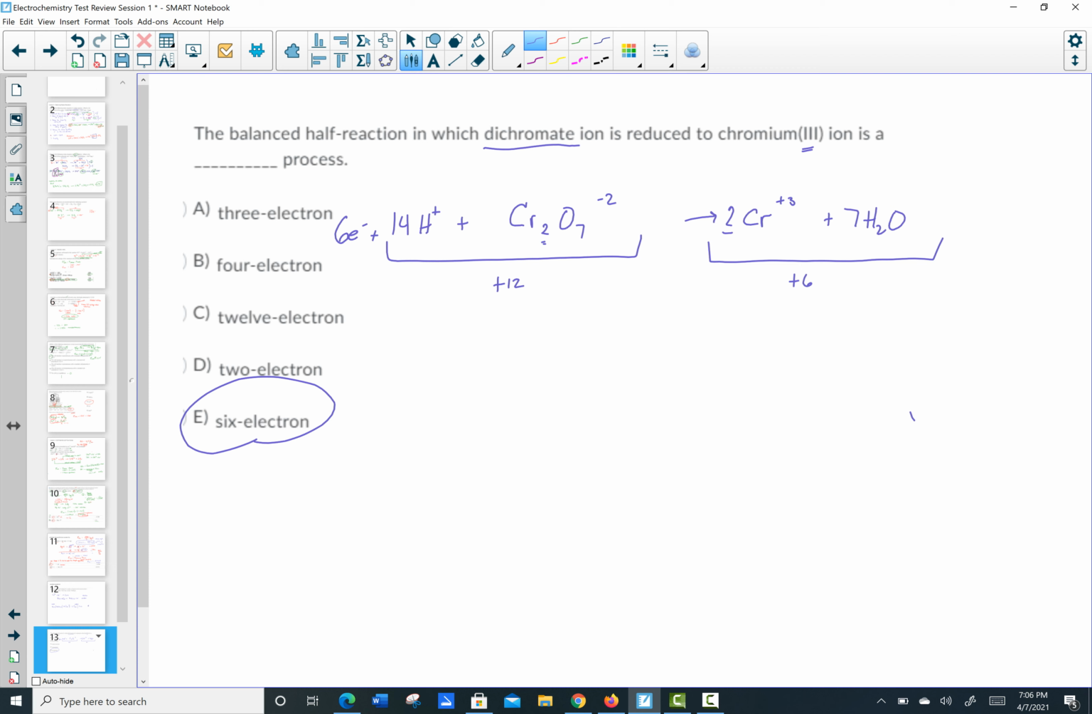So this was a little weird only because it's asking you to balance a half reaction, but kind of didn't say that right off the bat. And if I couldn't write dichromate, I would really be stuck.